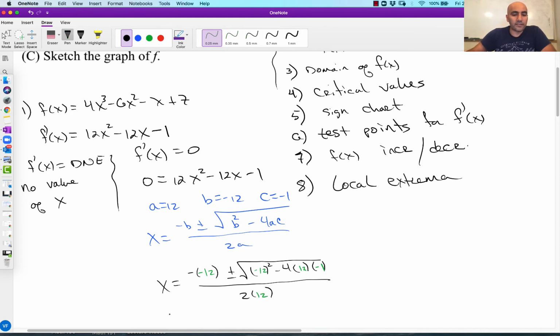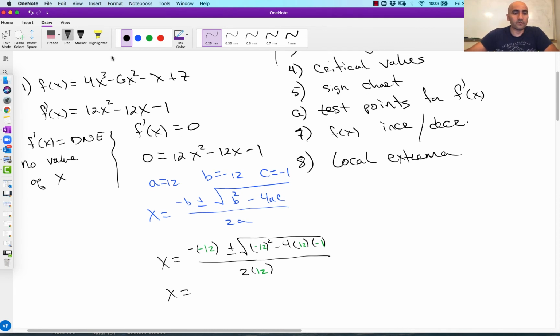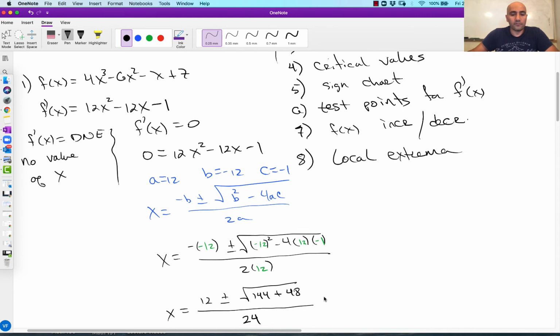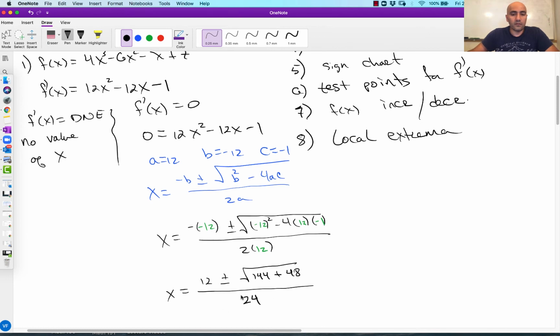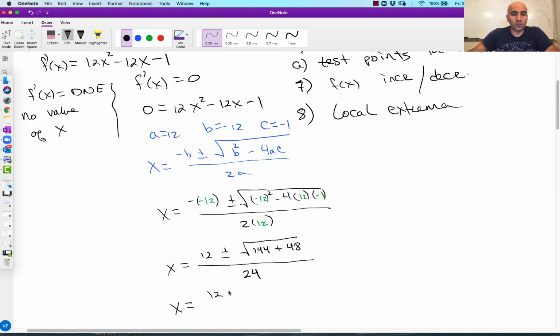Okay, so I can simplify this a little bit and get that this is going to end up being positive 12 plus or minus the square root of 144 minus, so plus 48. So the square root of positive 144 plus 4 times 12, which is 48, all over 24. So this is going to be x equals 12 plus or minus the square root of 192 all over 24.